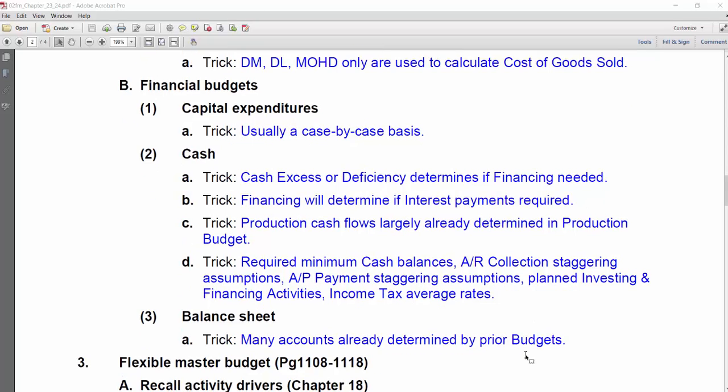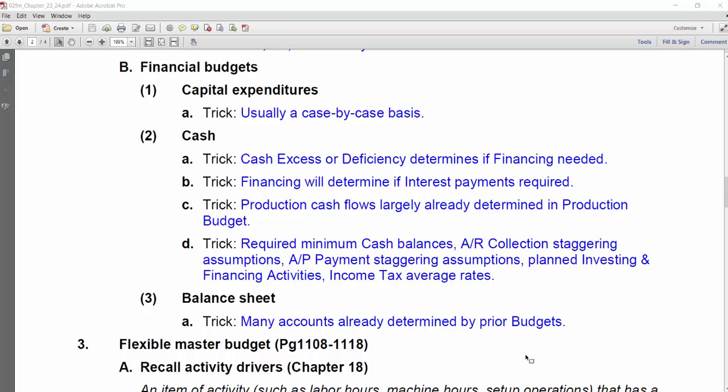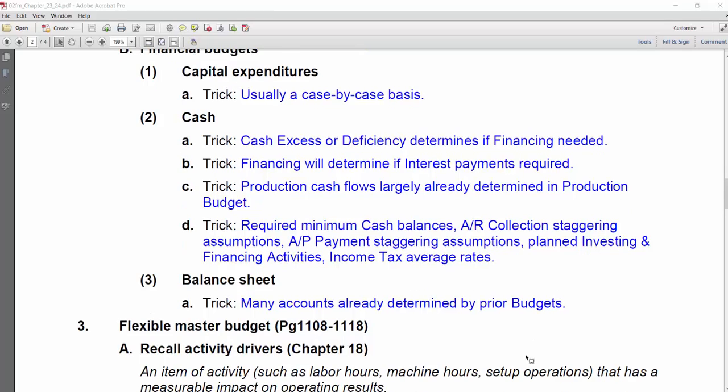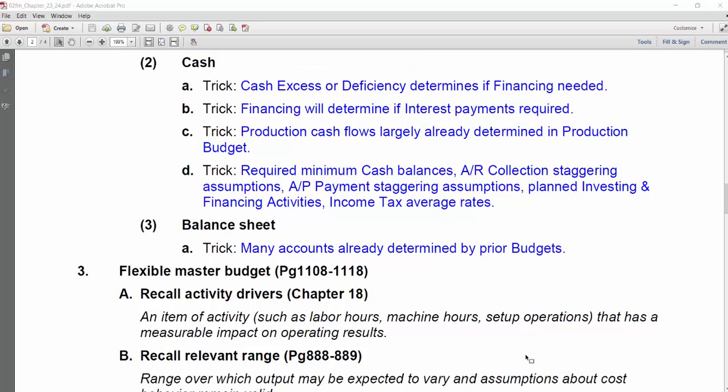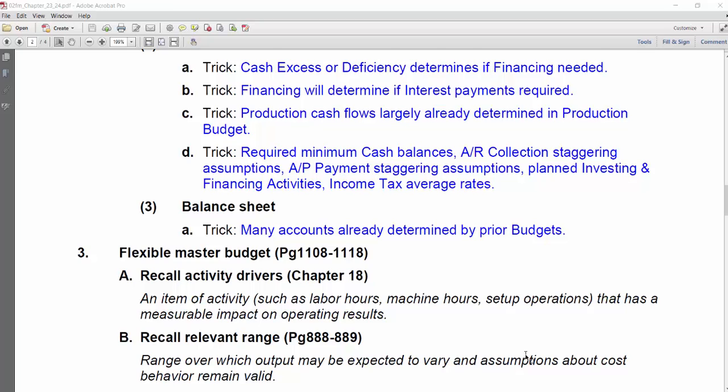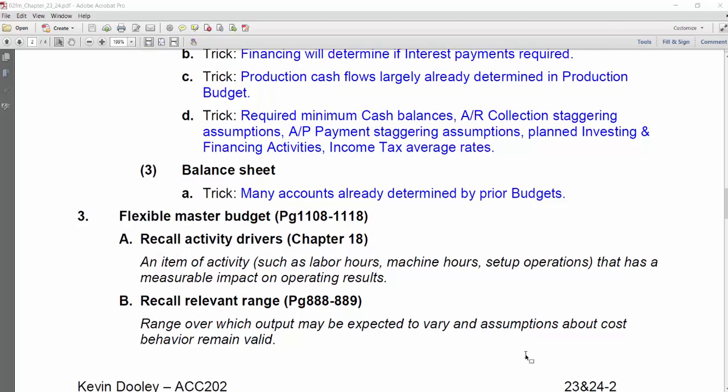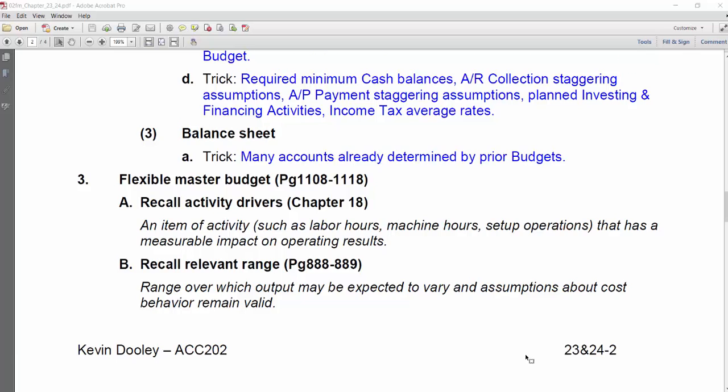A flexible master budget looks back at the activity drivers that we talked about in ABC accounting and activity-based costing, and we looked at things like labor hours, machine hours, setup operations that have an impact on our operating results. Remember that we're talking about operating within the relevant range so that our assumptions are still pretty valid. Now the relevant range is where we expect the range will probably operate within.